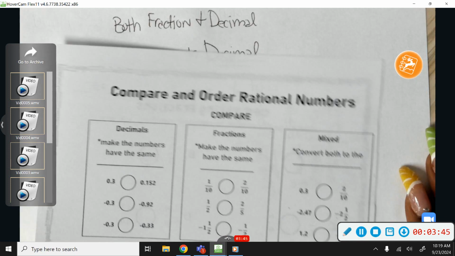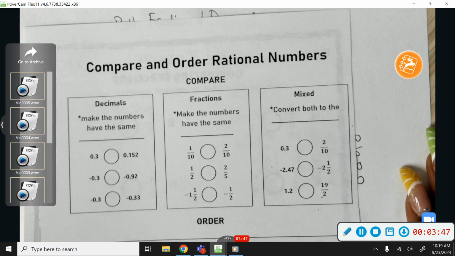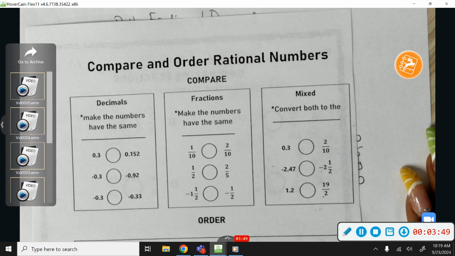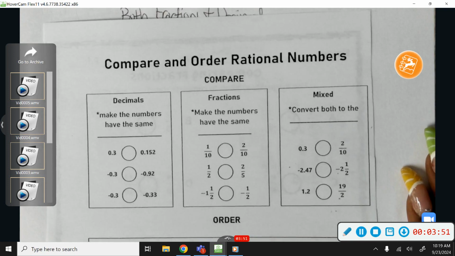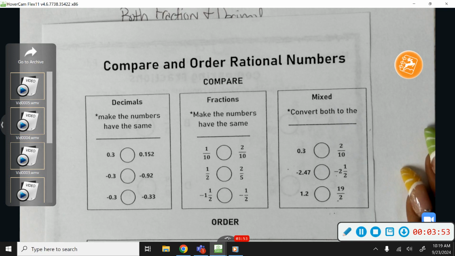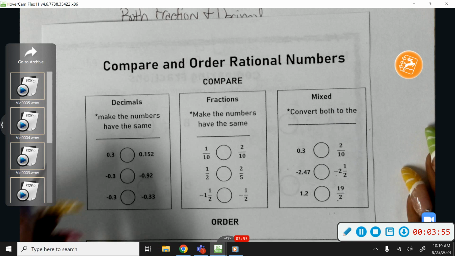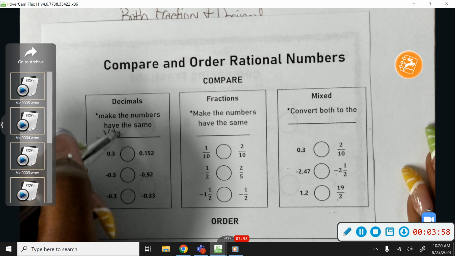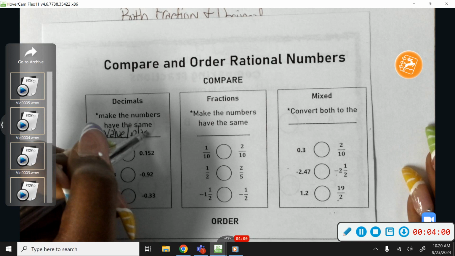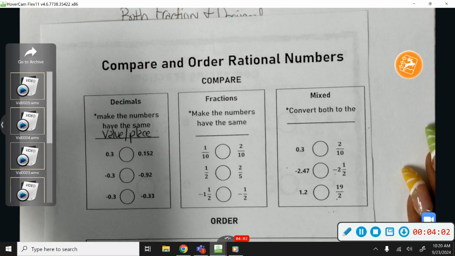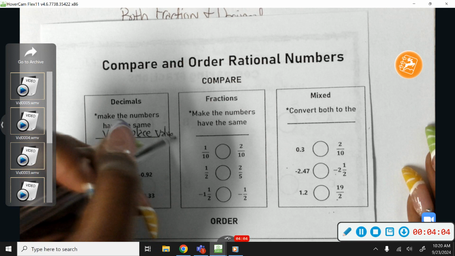Let's look at this top part. So we can just fill out the top part, and you're going to practice this independently, top and bottom, by yourself. When we're comparing decimals, make the numbers have the same value. And that's including place value. So where I was adding my 0, do the same thing to make them equal.